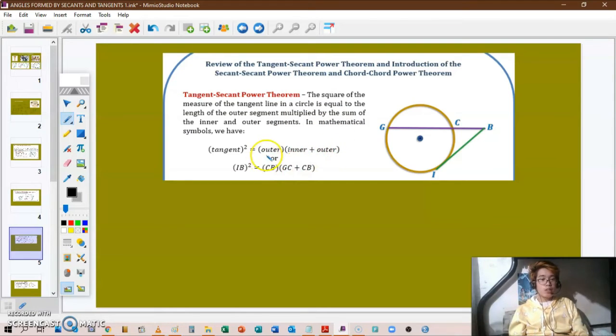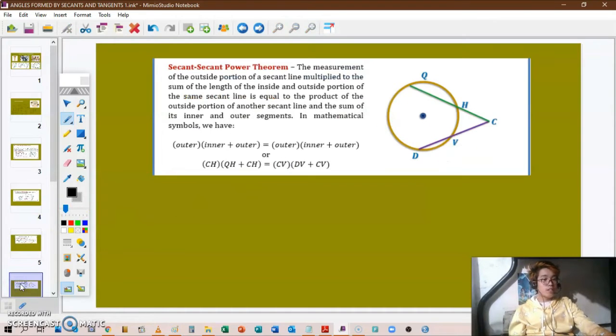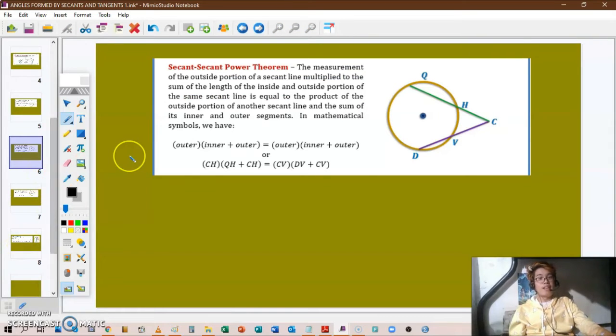So in mathematical symbols, if we have the tangent line again, IB squared is going to be equal to CB multiplied by the sum of CB and GC. So, the inner and the outer segments. We've discussed that in the previous topic, and later maybe we can try to apply that one.